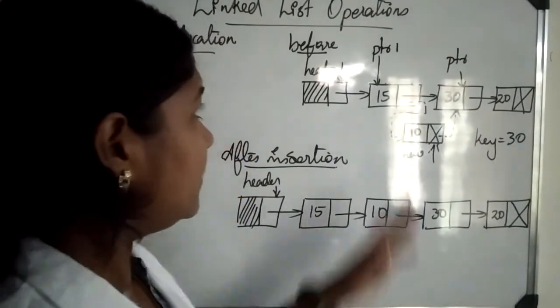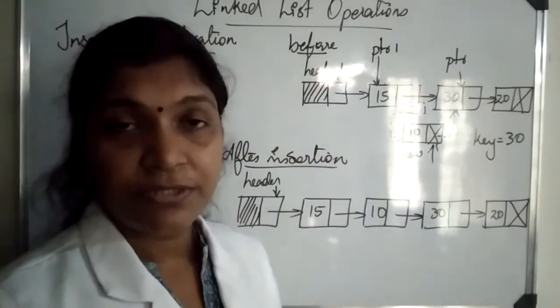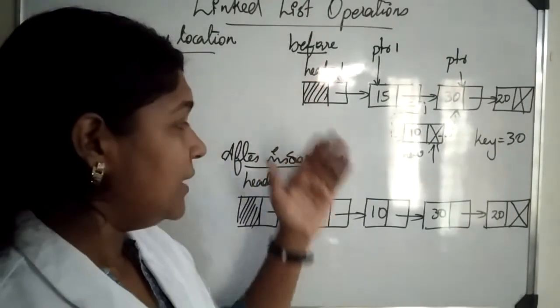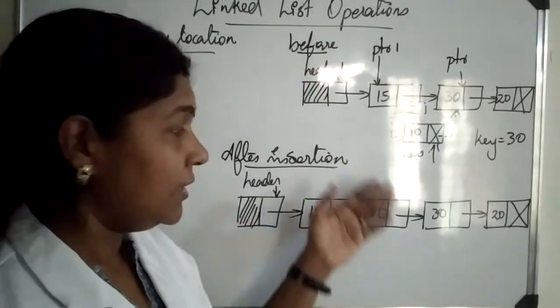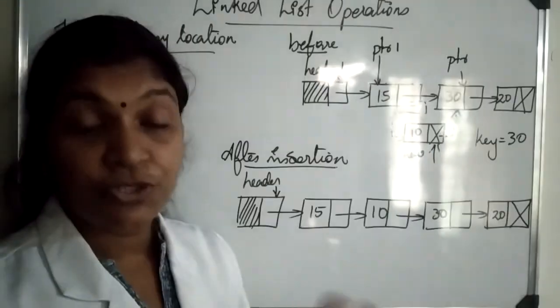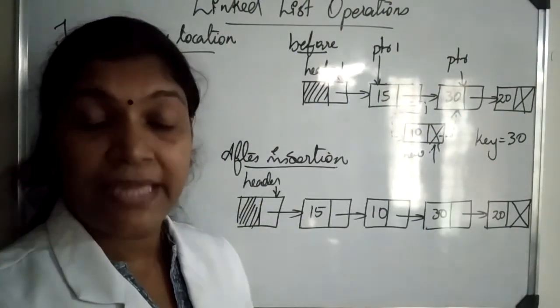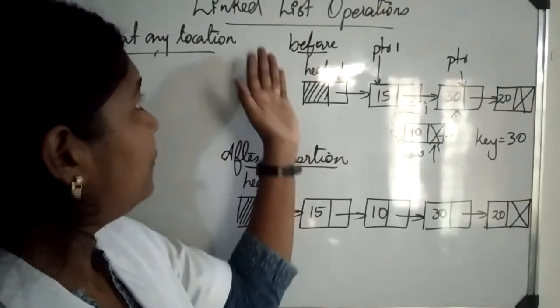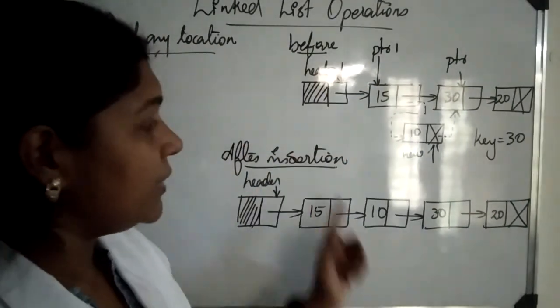So when you write the algorithm, you first draw the diagram before insertion, then the diagram after insertion, then you write the pseudo code for the algorithm. Then only our case will be complete. So this is the case of insert at any location, before and after diagram.